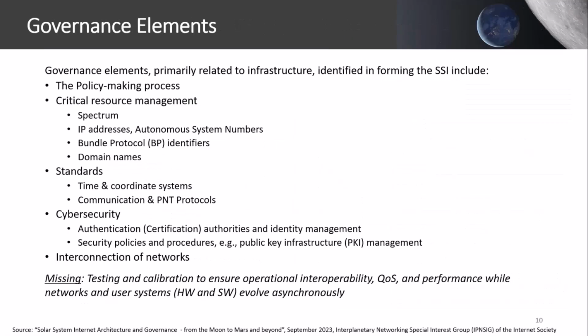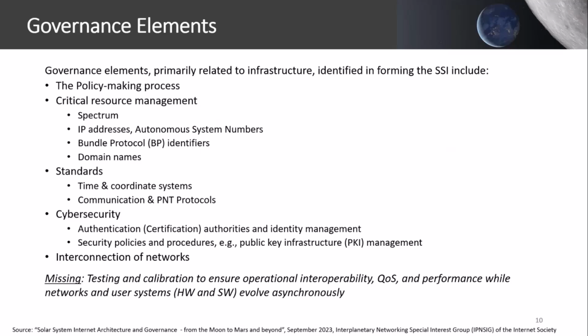The IPNSIG report also identifies a set of elements related to governance that are worth mentioning. The policymaking process is done at several levels. So NASA can provide policy at the NASA agency level, but we also work at the national level to come up with U.S. federal government processes, and then work at the international level. So those policymaking processes occur at different levels and require coordination up and down at different levels of organizations.